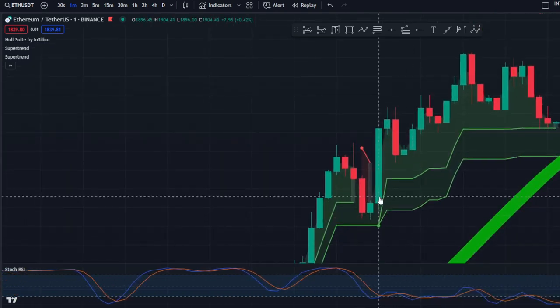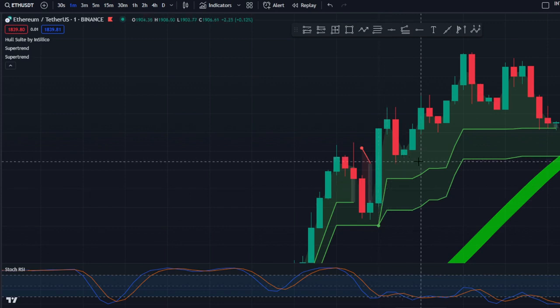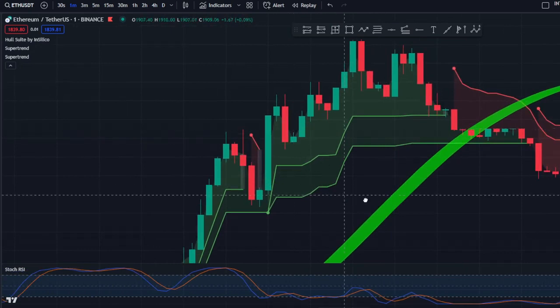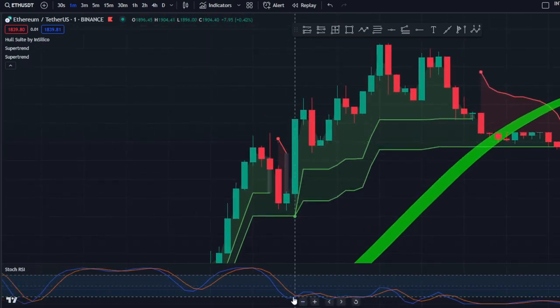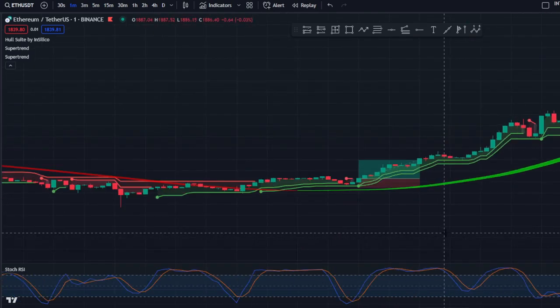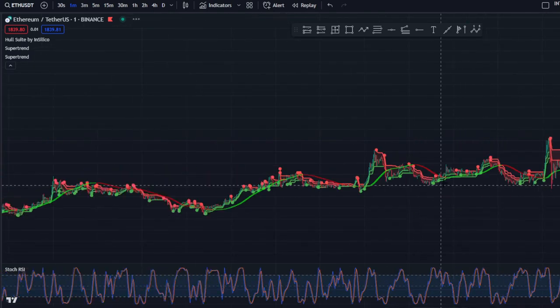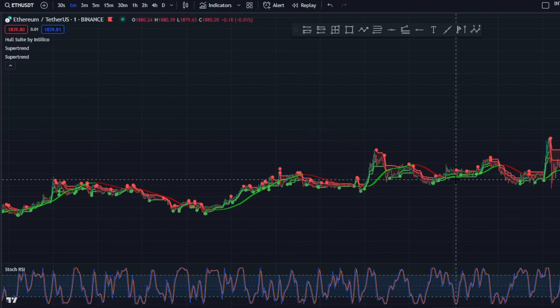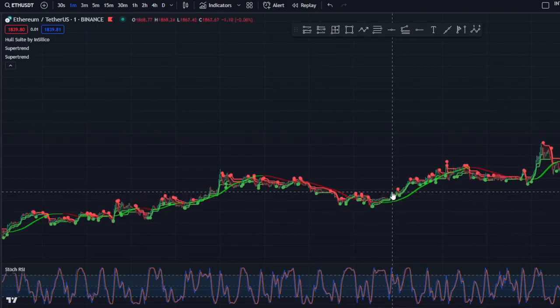So same thing here, we want to wait for a crossover, but as you can see, this crossover happens on this big candle, and you do not want to enter on big candles. So that's one of the rules that you should follow as well. So let's find another entry.